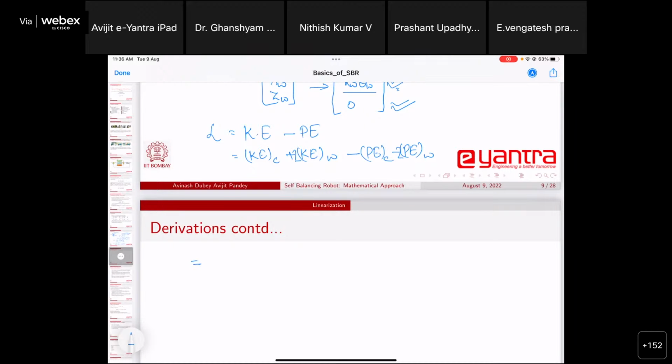Now, this Lagrangian function becomes half mv square, the kinetic energy of the body. This is the translational kinetic energy. Remember, there will be two types of kinetic energy: one is rotational kinetic energy, another is translational kinetic energy. So this is the translational kinetic energy, half mv square, plus half I omega square. Omega is theta c dot square. Correct?